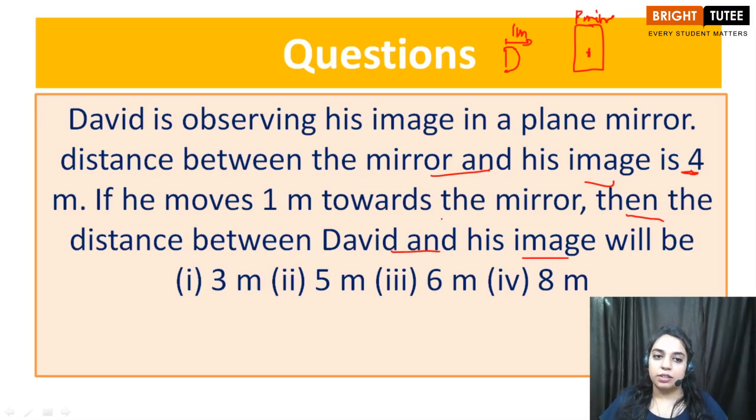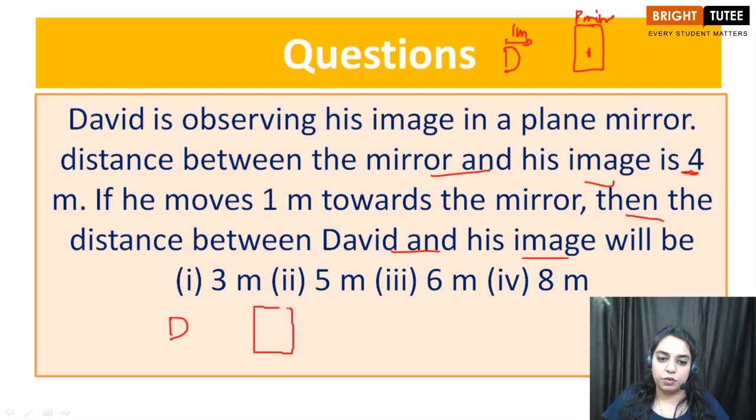So children, let's draw the diagram for this. Suppose David is standing here and there is a plane mirror over here. Now it is given that the distance between the mirror and his image is 4 meter. Okay, so we know that the image is always formed as far behind the mirror as the object is in front of it. It means that David is standing at the distance of 4 meter from the mirror. Now he decides to move 1 meter towards the mirror.